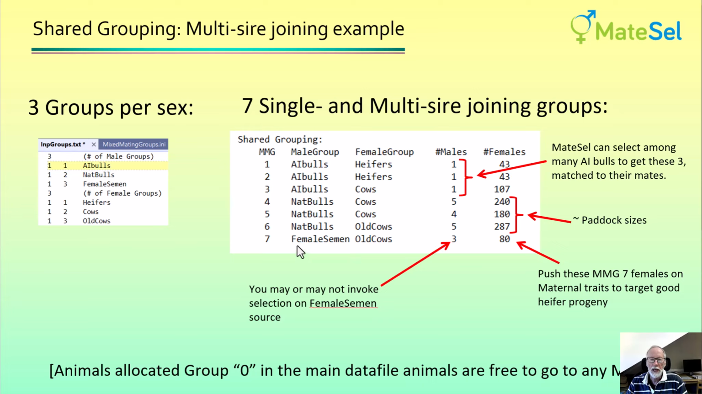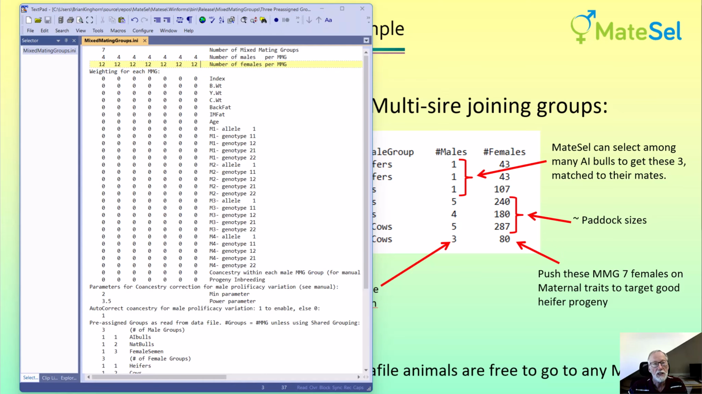And if you're using egg-bearing semen, probably over old cows with good maternal information available, you're aiming the 7th mixed mating group to produce heifer progeny. So what you would do with these old cows is in the parameter file you'd put extra emphasis on maternal traits to help create excellent heifers to come out of this mixed mating group. So push these MMG 7 females on maternal traits. And of course any animals in group 0 in the main data file are free to go into any mixed mating group.